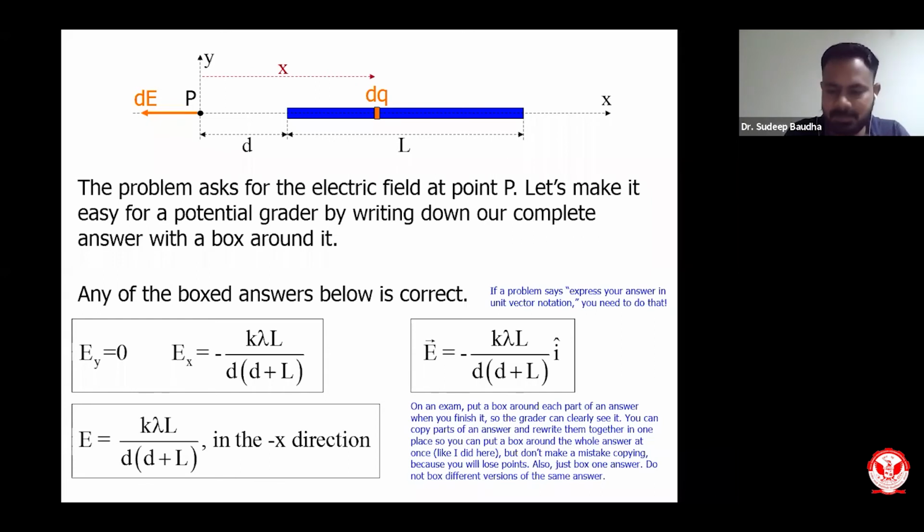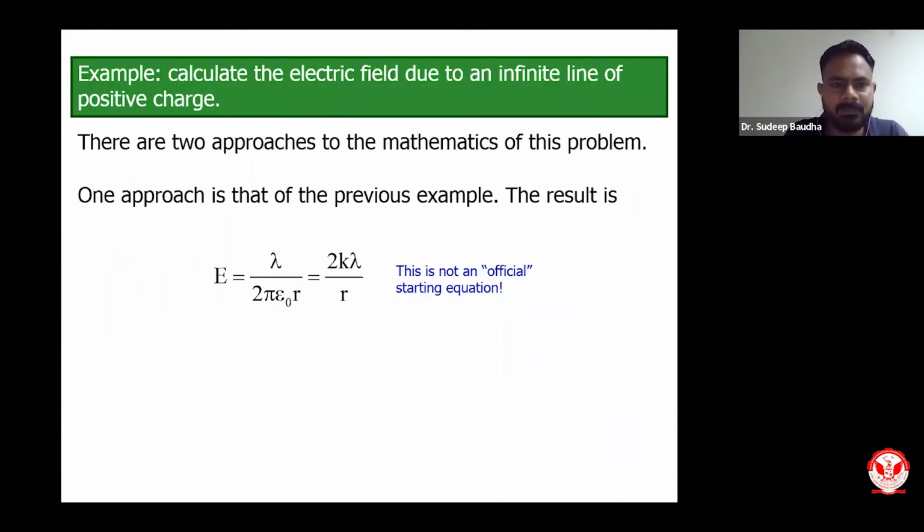So we'll move ahead with this understanding that you have got the concept of generation of electric field because of a continuous line source which is finite in nature, whose length is L. Now let us calculate the electric field due to an infinite line of positive charge. There are two approaches, but one approach is that of the previous example. You can do the limits.